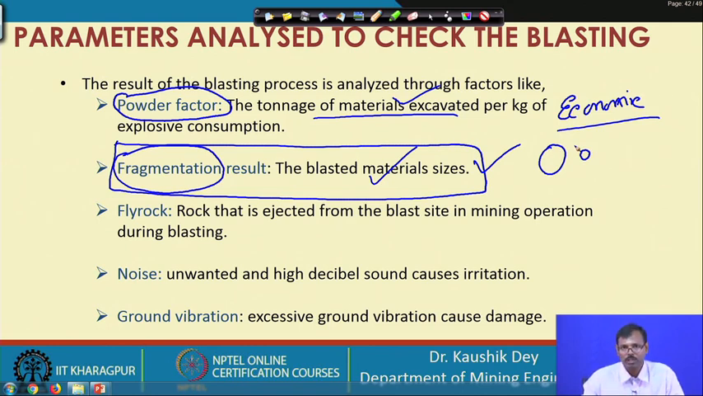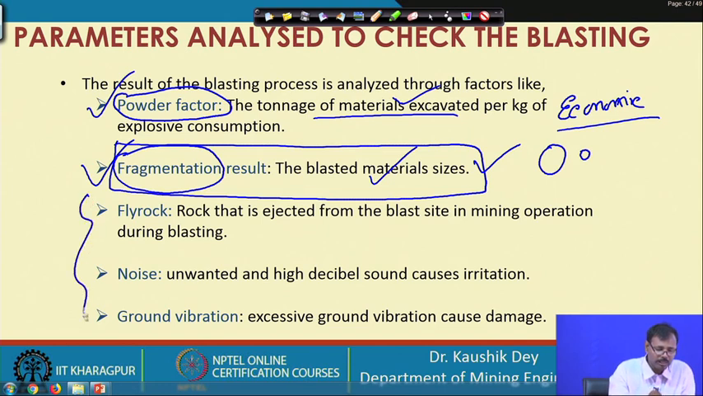It may be larger, where we want a particular lump size required in our plant or something like that. It must be finer, where the mineral has to be liberated from the ore. So, all those cases are considered when we are considering the fragment size distribution. So, basically this is the economic term, this is the desired result which we want, and all the others are other terms. This is the safety one, and these are the environmental considerations.